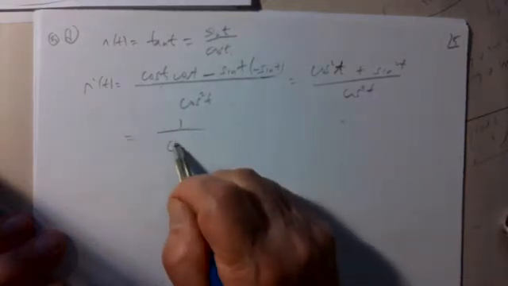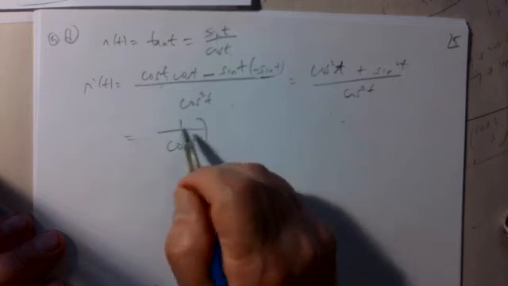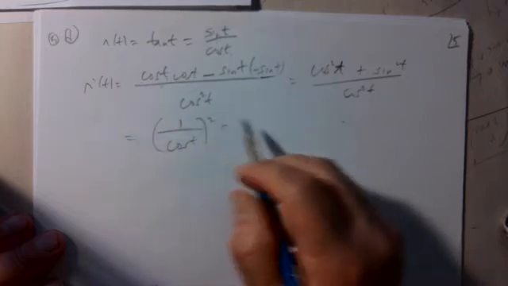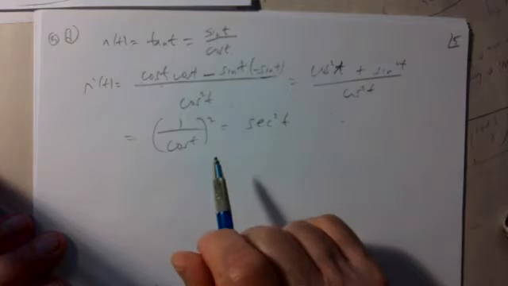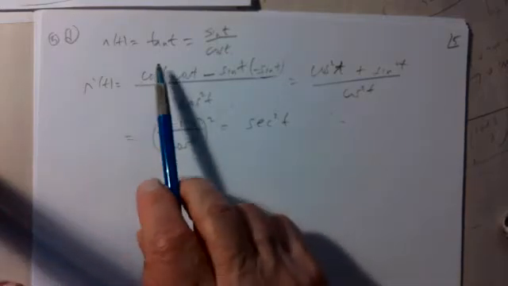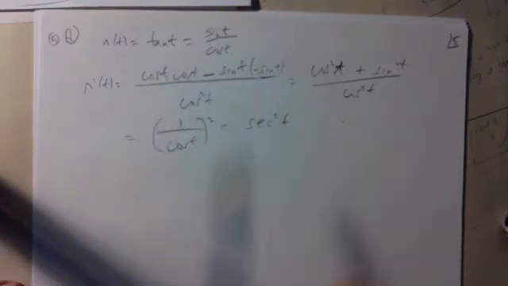over cosine squared t. But cosine squared plus sine squared of any angle is 1. So this is 1 over the cosine squared, or 1 over cosine t squared, and 1 over the cosine is the secant. So we have the important rule that the derivative of the tangent is the secant squared.